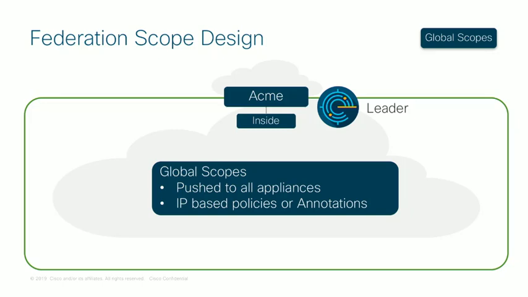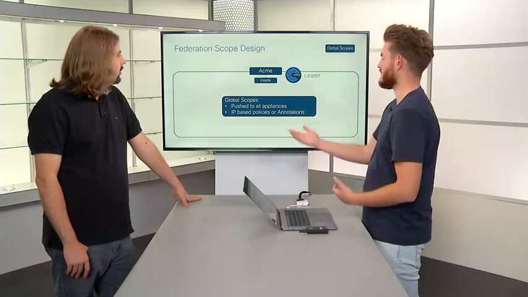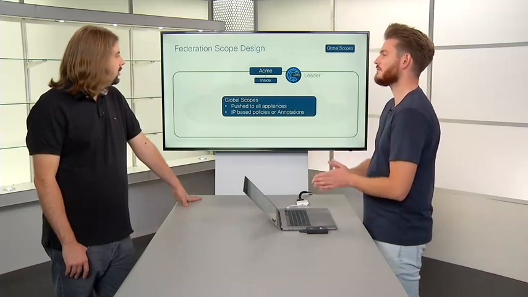So scopes are either global scopes or scopes that are owned by a follower. Typically, the global scopes are those that are higher up in the scope tree, the global policies, the regulatory policies, those that you would want to apply to every single follower. And you can see that here, that the scopes are pushed to all appliances. If I configure it on the master or on the leader, you will see that scope everywhere. Okay. That scope can be based on IP policies or custom metadata like annotations.